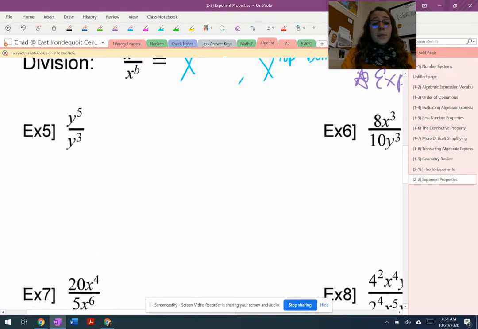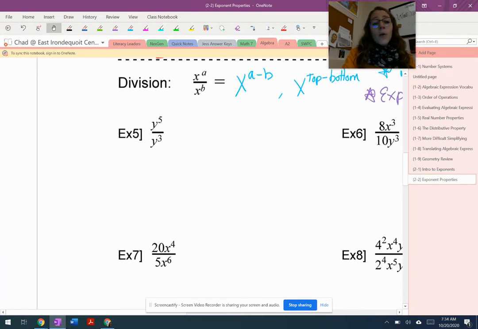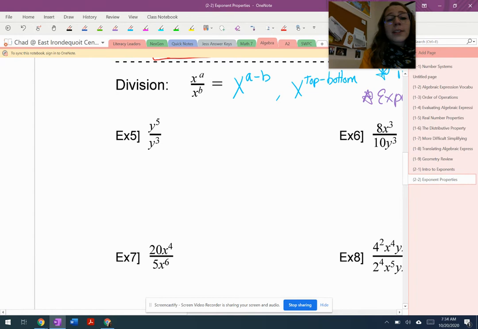All right, so example 5. Y to the 5th divided by y to the 3rd. So if I'm looking at that just straight up with the rules, that would give me y to the 5 minus 3, which is y squared. Now, that is all fine and dandy, but that's following a rule. That's not really understanding what's going on.